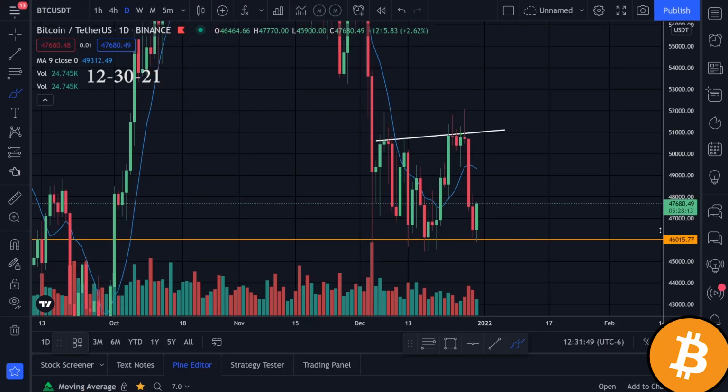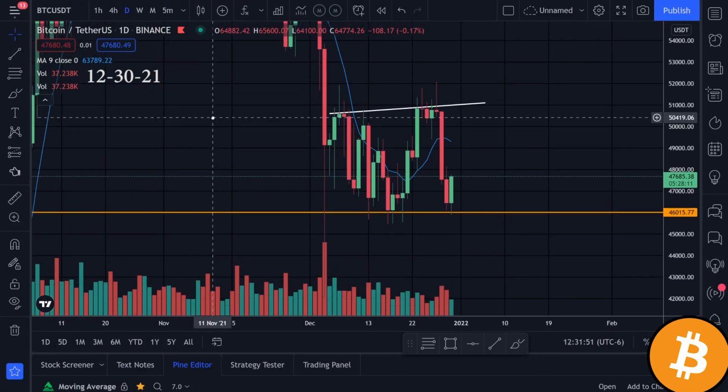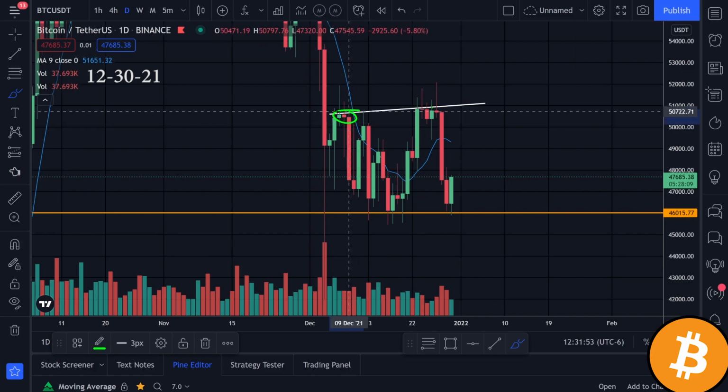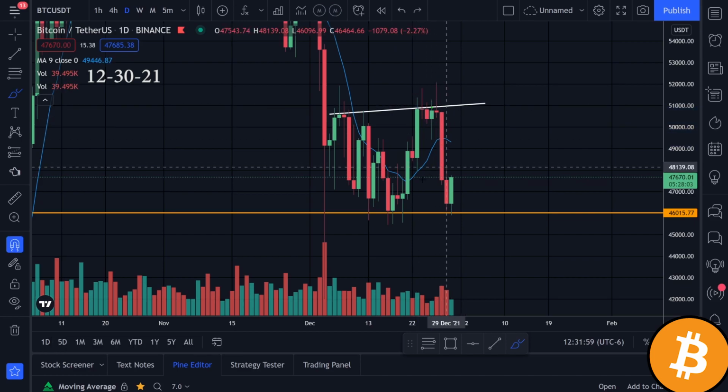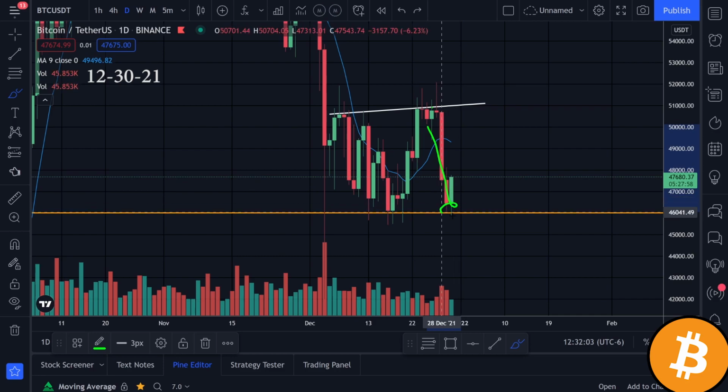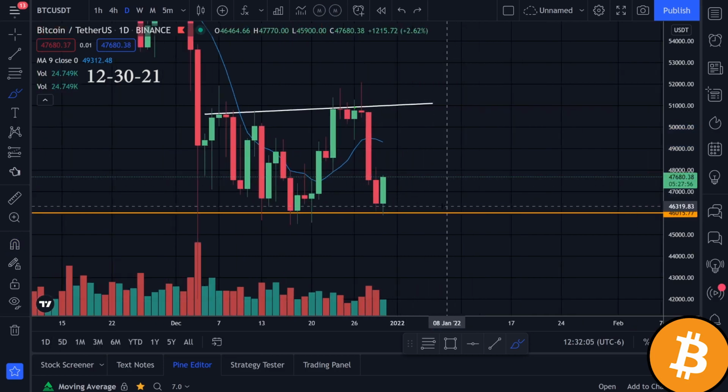Let's take a look at the chart for Bitcoin. Okay, so here's what I'm looking at. We have resistance right here and we have resistance right here. We had a bottom support right here. In my last video, we started trending down. I put in a limit order at this bottom over here at 46,000. We came down, hit the target. Now it looks like we're getting a bounce to the upside.